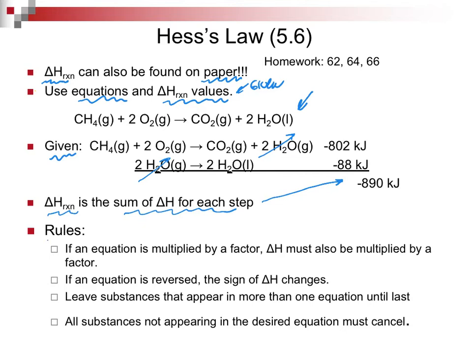So there are some rules you need to follow. If the reaction is multiplied by a factor, delta H must also be multiplied by a factor. Same goes with division. If you divide, you need to divide the delta H. If you're going to reverse the equation, the sign of delta H changes. A positive will go to a negative, and a negative will go to a positive.